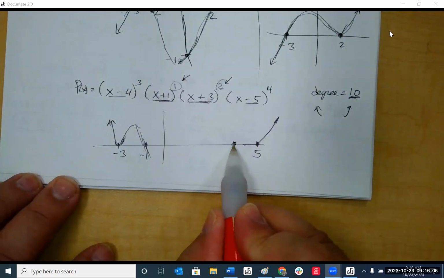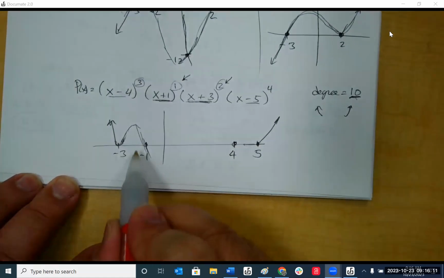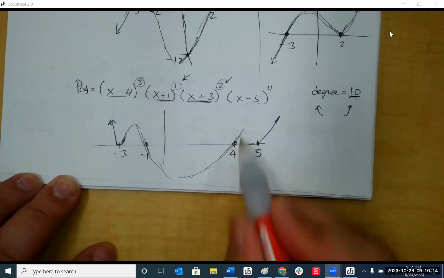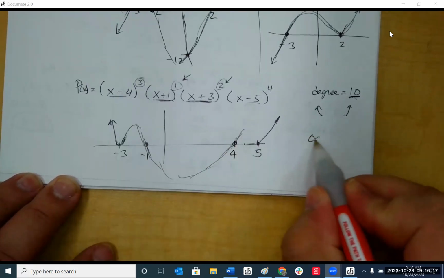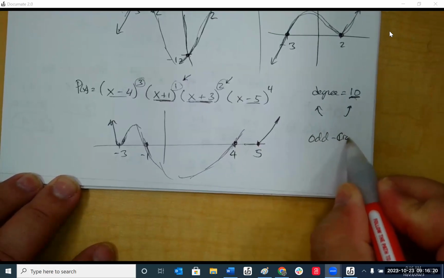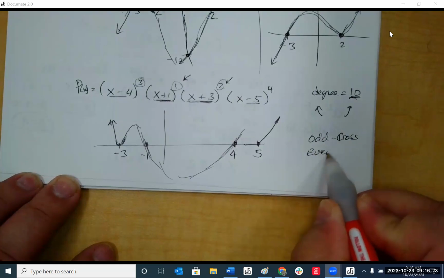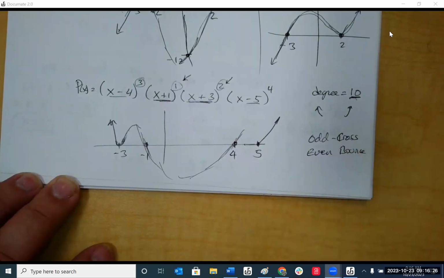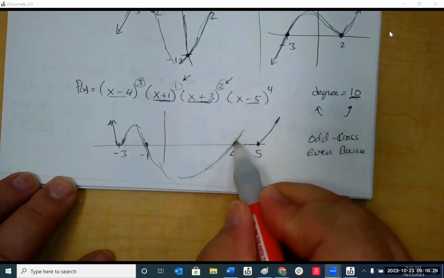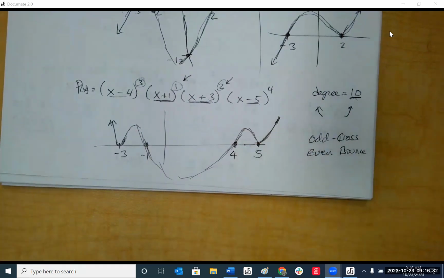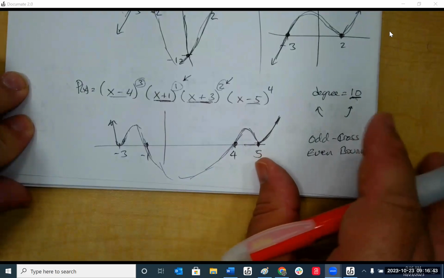What's going to happen at 4? Is it going to cross or bounce? At 4, it's odd, so it has to cross because it's odd. Odd crosses, even bounces. Because at 5, it has to bounce. So there's our graph. It looks something like that. I'll give you another one of those.